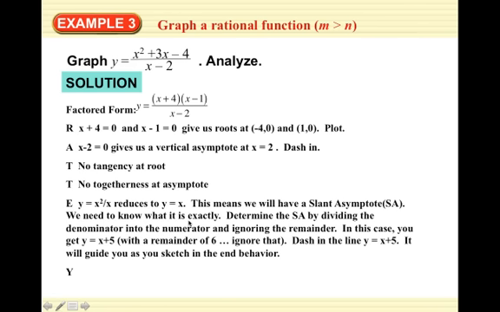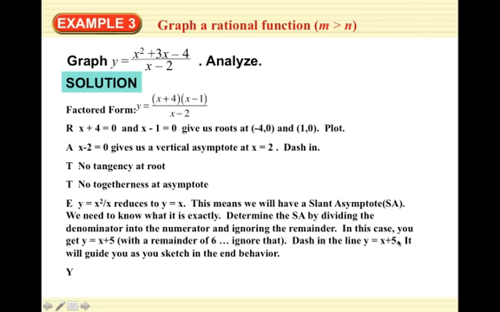We need to know what it is exactly. Determine the slant asymptote by dividing the denominator into the numerator and ignoring the remainder. In this case, you can just do synthetic division, real easy to do. So I did synthetic division and I got x + 5 and then plus a remainder of 6, but we get to ignore that. If you need a reminder about synthetic division, you've got videos for it, or we can talk about it when you first come to class, or if you want to come in and get help with that between now and class, that would be great.